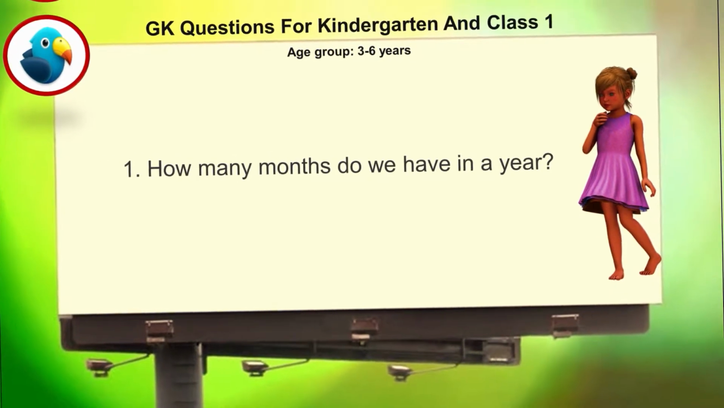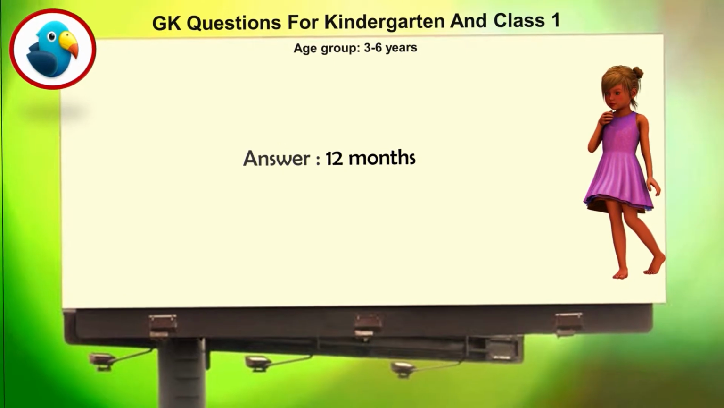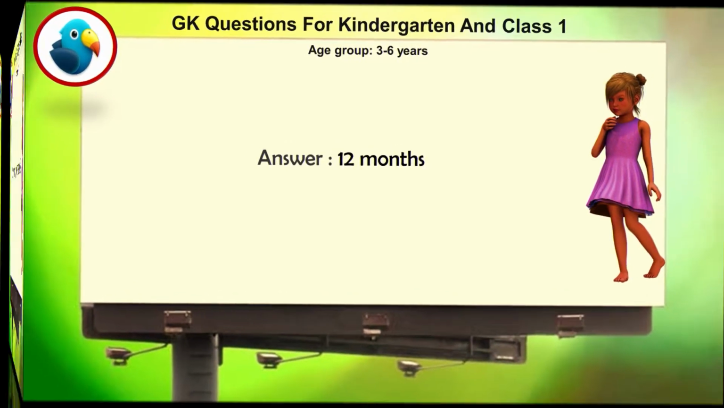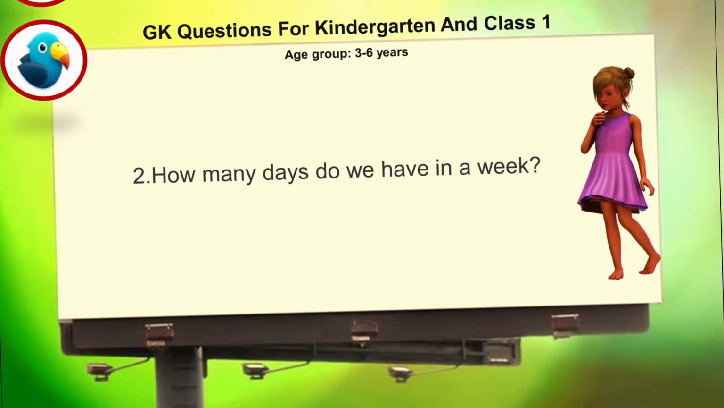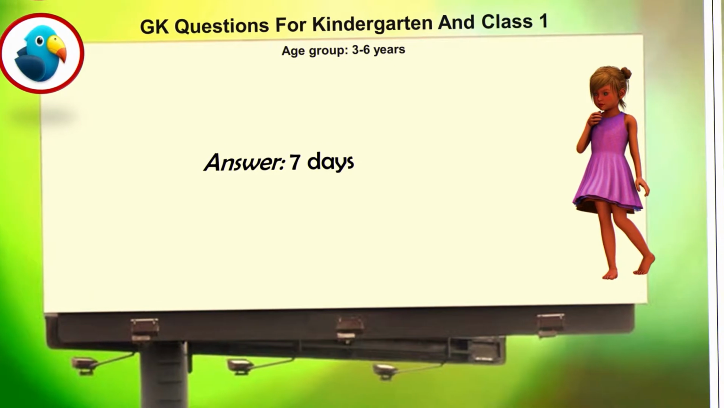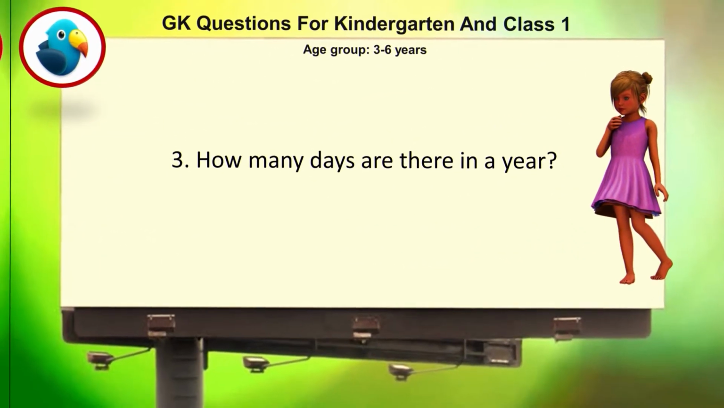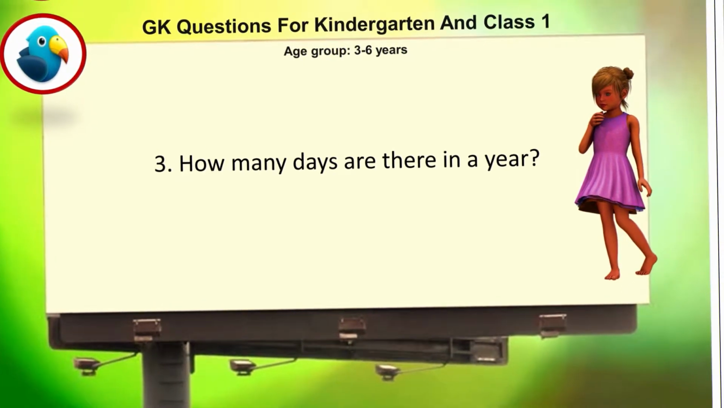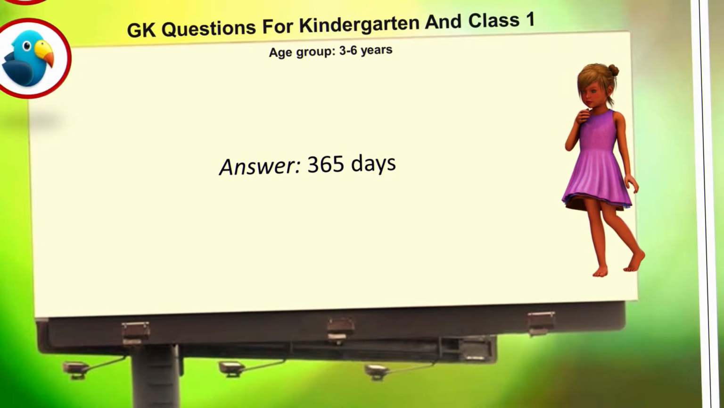How many months do we have in a year? Answer: 12 months. How many days do we have in a week? Answer: 7 days. How many days are there in a year? Answer: 365 days.